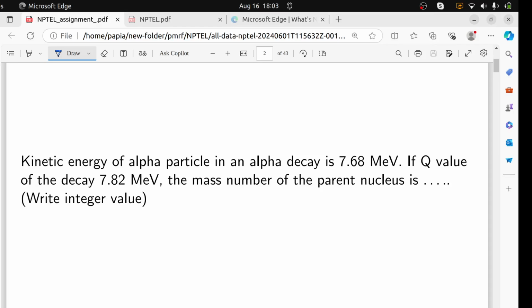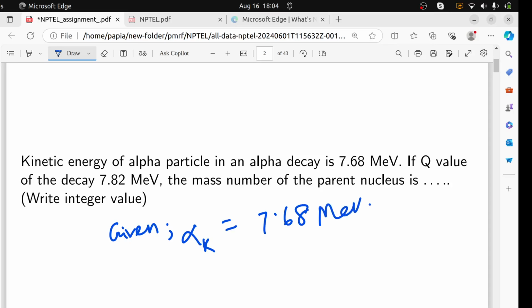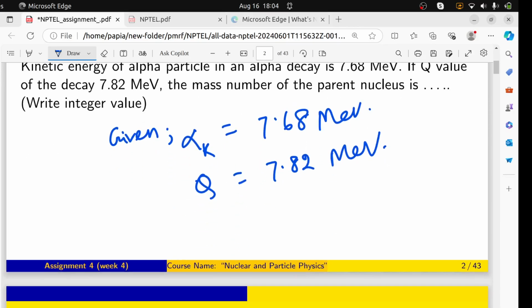Here, as we have already discussed the expression for this question in the class, I am just going to use that one. What are the given values here? The kinetic energy of the alpha particle, T alpha, is 7.68 MeV. The Q value is given as 7.82 MeV. So these two are given. What will be the expression? Q, the Q value of the decay, equals T alpha times (1 plus m alpha divided by m d), right?